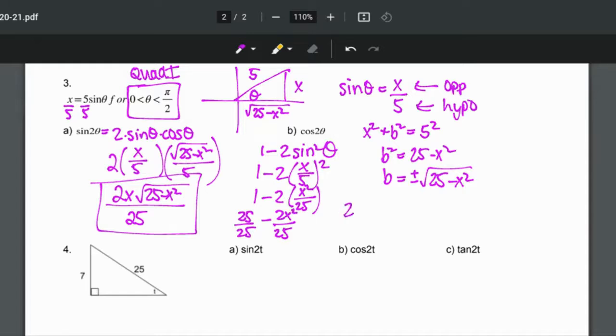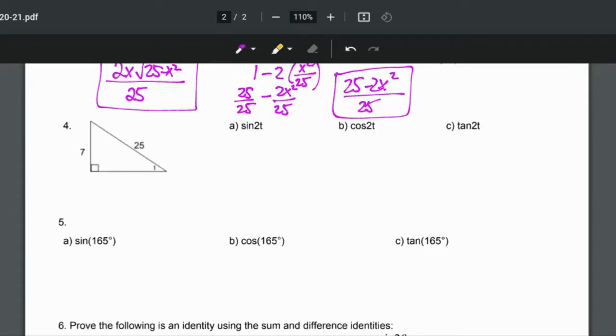And now we get 25 minus 2x squared over 25. In problem 4, we're given two sides of the triangle. And if you remember your Pythagorean triples, you can figure out that the adjacent side is equal to 24. And I'm just going to label which ones are the opposite and hypotenuse. And if you don't remember 24, then you can use the Pythagorean theorem.